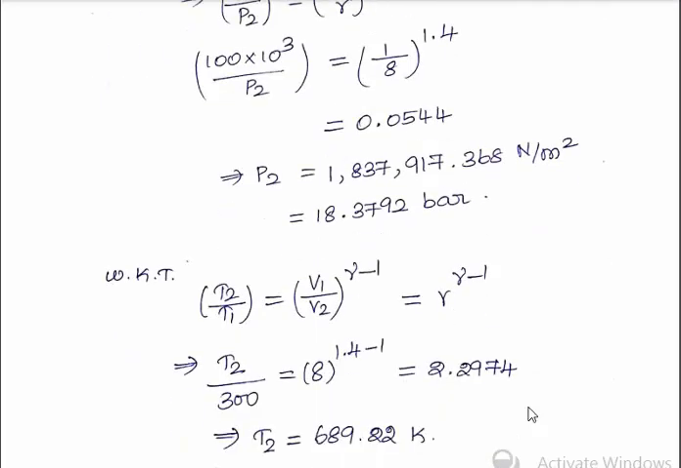And we can use this relationship, that is TV relationship for isentropic process, to find out the value of temperature at point 2. T2 by T1 is equal to V1 by V2 power gamma minus 1. So here also V1 by V2 can be replaced by compression ratio R. So adhoda value namakku theriyum 8 nu. So T1 value is 300 Kelvin. So resolve pannom appadinna T2 oda value 689.22 Kelvin nu kidaikkum.